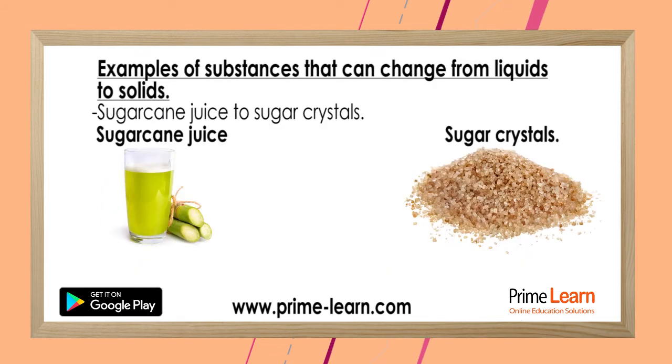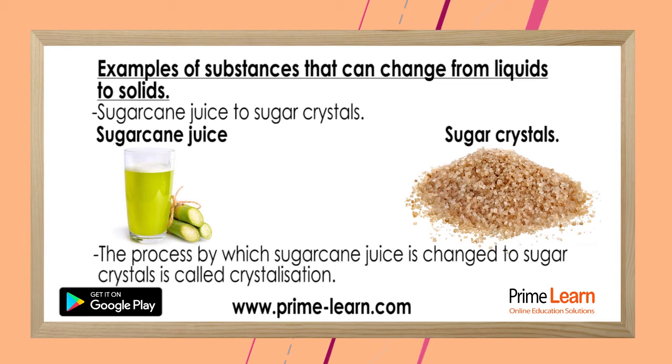Another example is sugarcane juice to sugar crystals. My dear friend, we all know that they make sugar from sugarcane. But how do they do it? They squeeze these sugarcanes and they form juice. That is what we call the sugarcane juice. But after some period of time, through a different process, this sugarcane juice will change to sugar crystals that we use to put in tea for it to be sweet. And the process by which sugarcane juice is changed to sugar crystals is what we call crystallization.